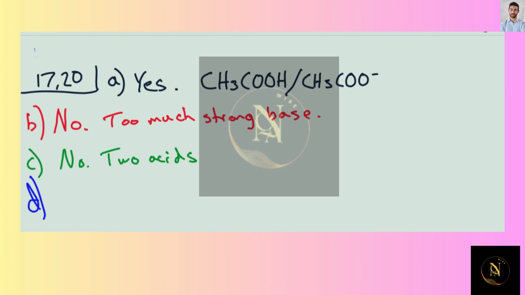So in part D, we're given 100 milliliters of 0.1 molar potassium acetate and 50 milliliters of 0.1 molar potassium chloride. Now here we will not form a buffer because we have two conjugate bases, and the chloride is not a good conjugate base for a buffer, but even so, it's a conjugate base and it will not form a buffer.